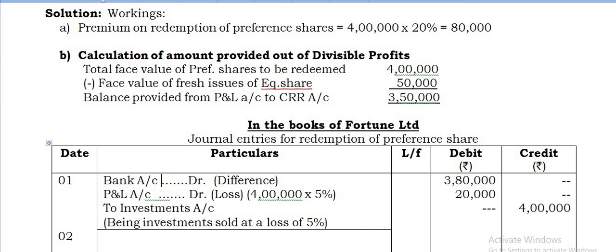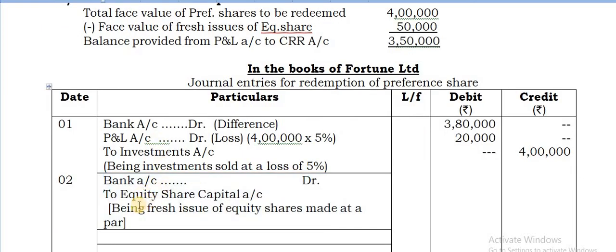Okay. The next entry is for issue of equity shares, a fresh issue of shares made. Here it is being made at par, so no premium will come. Bank account debit to equity share capital account. That is 5,000 shares into 10 each, so 50,000.